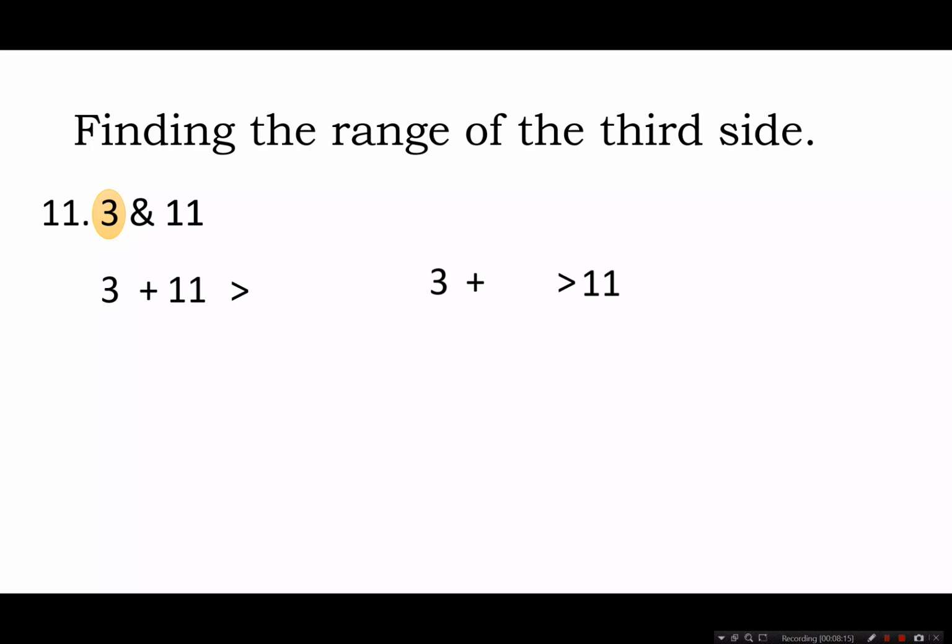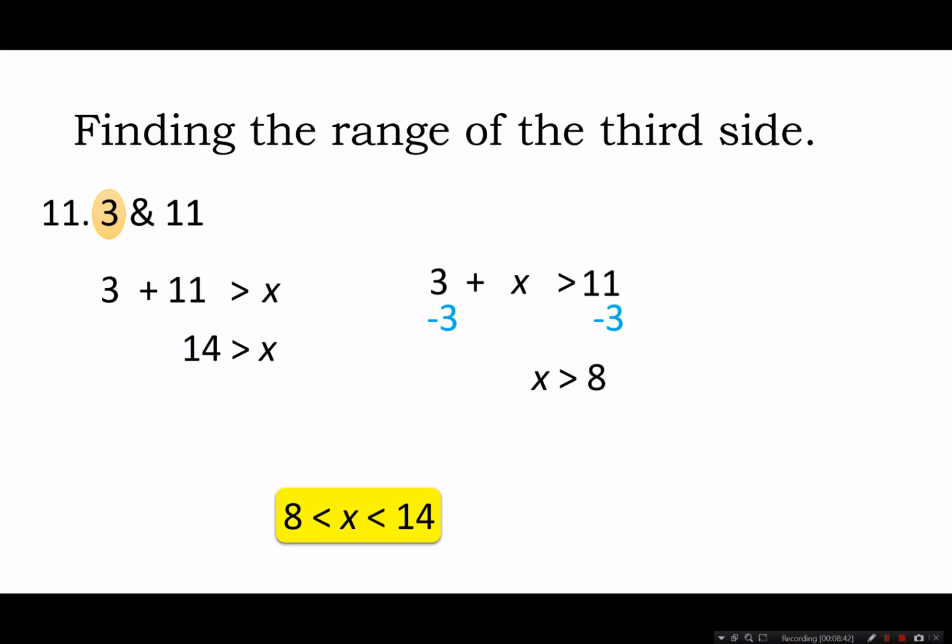So we have 3 plus 11 is greater than something, or 3 plus something is greater than 11. We need to know what that something is. We're going to put x. On the left, we got 3 plus 11, which is 14, greater than x. On the right, we got to subtract the 3, so we're going to have x is greater than 8. Again, we're doing the range, where this is going to end up giving us 8 is less than x, which is less than 14, which is our actual range for x, which means it's somewhere between 8 and 14.